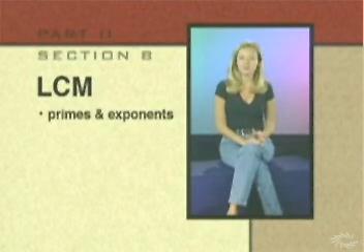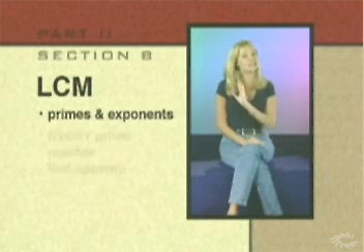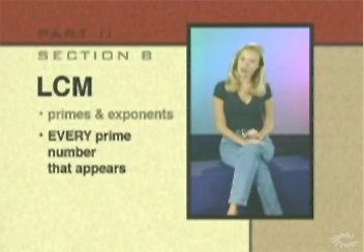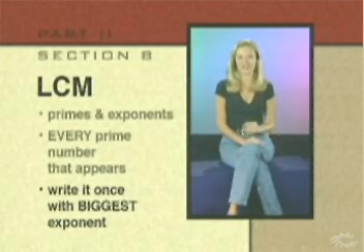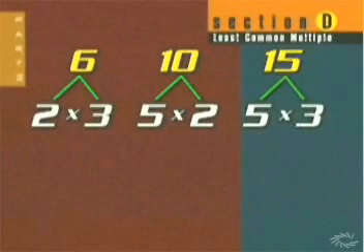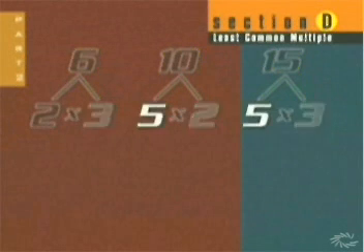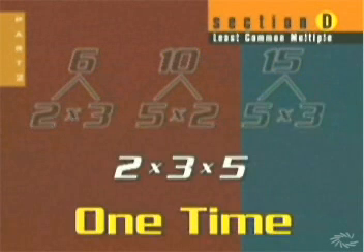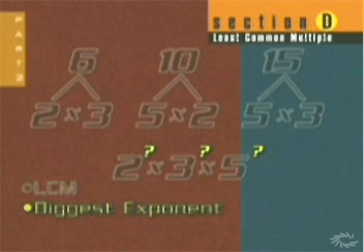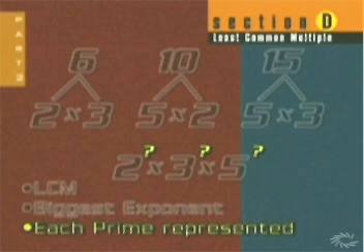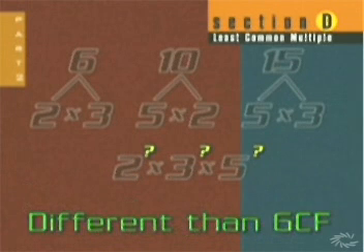This part is a little different from the greatest common factor. To represent the LCM with prime numbers and exponents, we need to take every prime number that appears as a prime factor and write it once with the biggest exponent that appears. Take a look. Since the prime numbers we see are 2, 3, and 5, we're going to use each of these one time and give them an exponent. For the LCM, we use the biggest exponent for each prime number that is represented. This is different from the GCF, where we use the smallest.